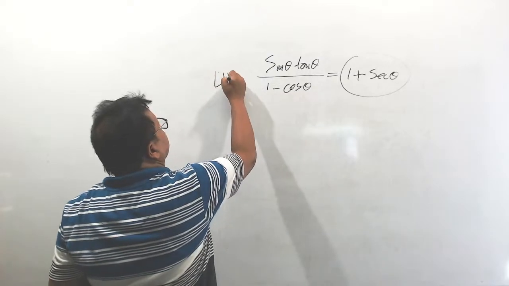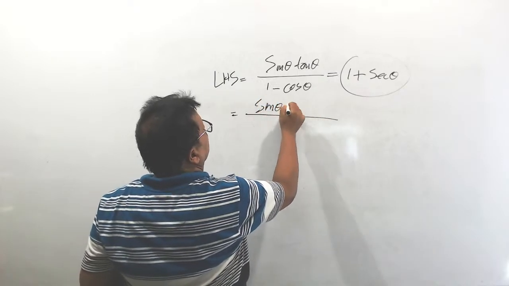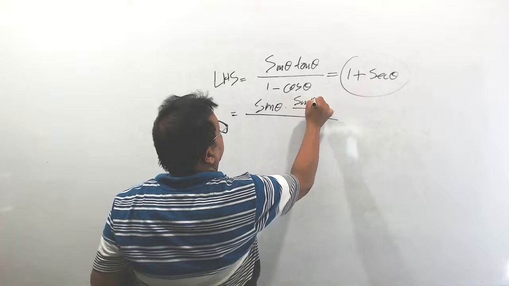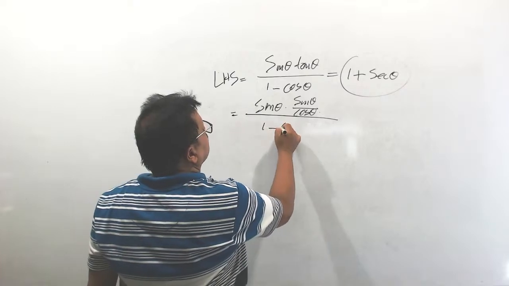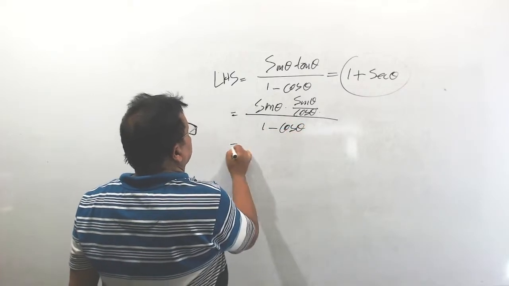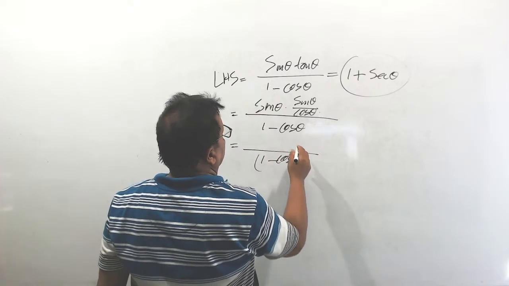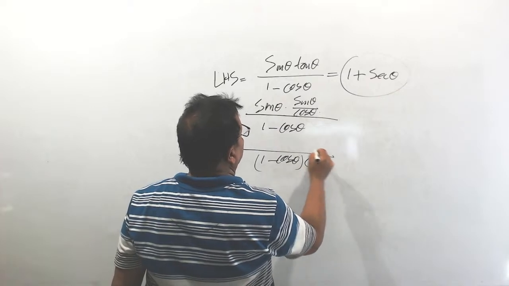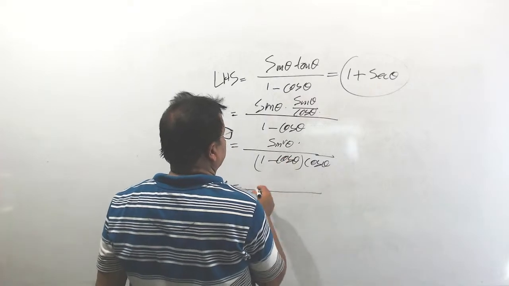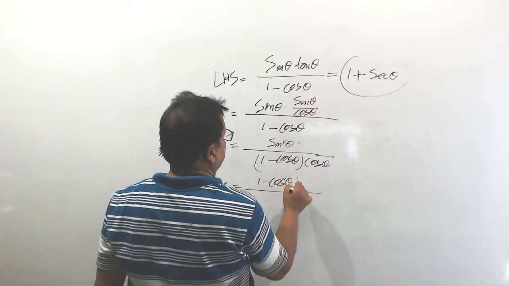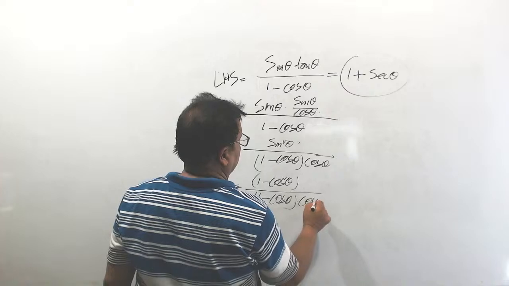Left hand side. This equals to what? Sin theta into tan theta means sin theta by cos theta. I think already we have done. 1 minus cos theta. Cos theta will come below and sin square theta. Understood? Sin square theta means 1 minus cos square theta. Okay. 1 minus cos theta into cos theta.